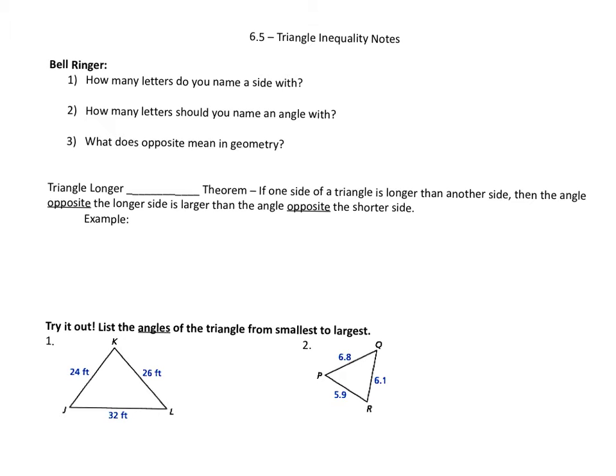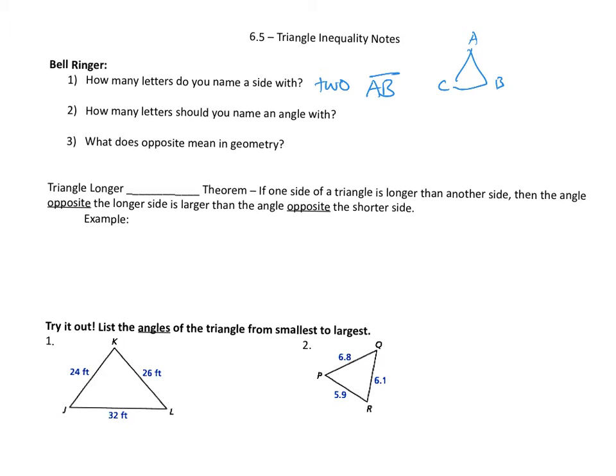Okay, today let's talk about 6.5. Let's start with some simple questions. How many letters do you name a side with? When we're talking about a side, we're talking about a side of a triangle. A side of a triangle is a line segment, and so that is two letters. So if I had a triangle ABC, AB would be a side.